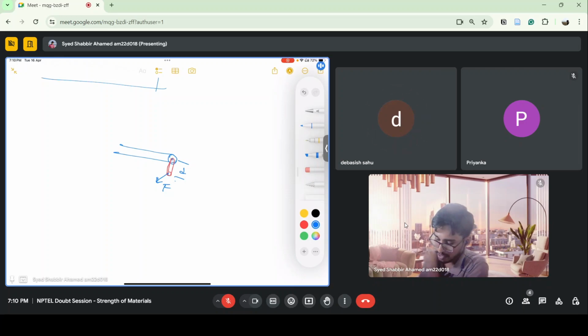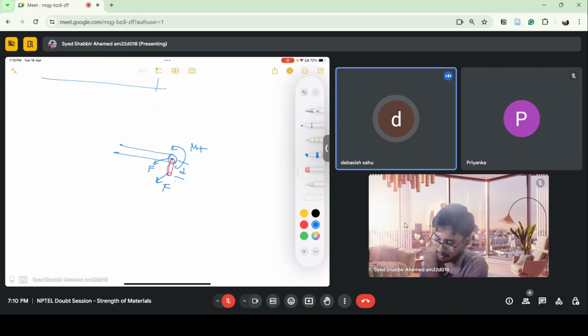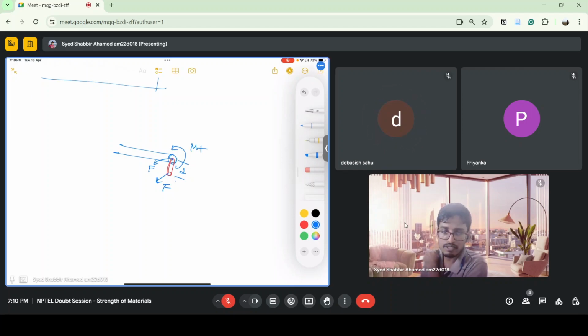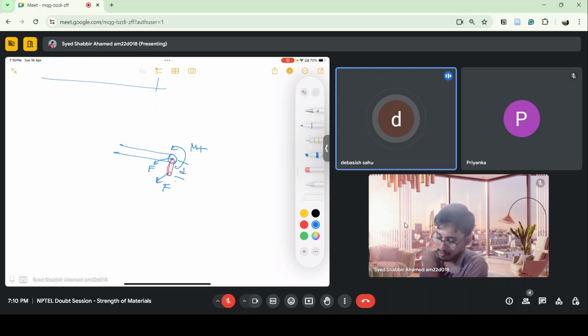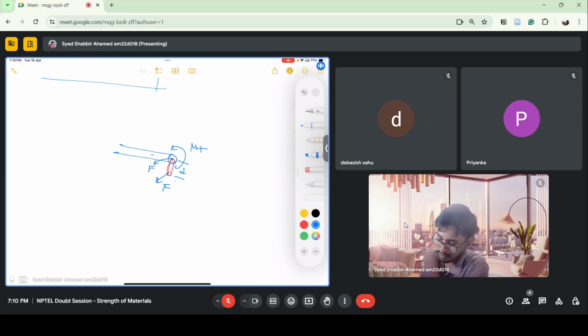So you are shifting it here. So I have the force and the moment, which is the torsional moment. Force and moment both are there. Torsional moment is also there. Understand? So due to this force, bending will occur in the shaft, and torsion moment is anyway there.